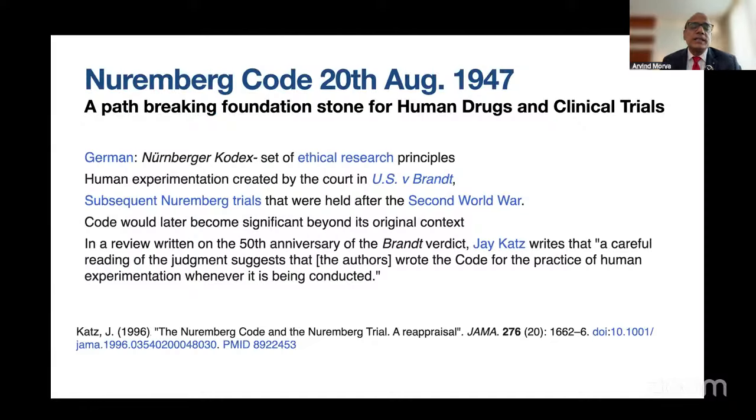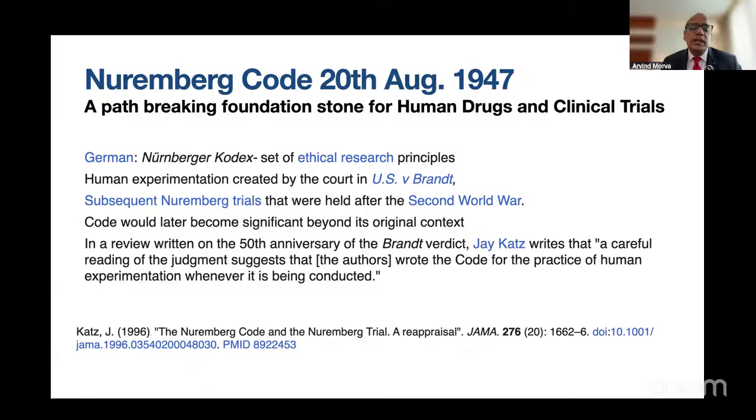So this is the importance of the Nuremberg Code, which came on the 28th of August 1947, and this was a path-breaking foundation stone for human drug and clinical trials. It derived from the German Nuremberg Codex, a set of ethical research principles. This code on human experimentation was created by the court in US versus Brandt and the subsequent Nuremberg trials that were held after the Second World War.